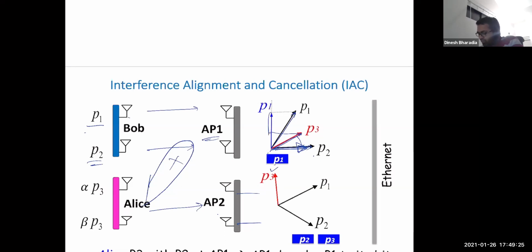So you first decode P1. Then you send this P1 through this network to this receiver. It cancels P1 as well, right? Everyone following this?